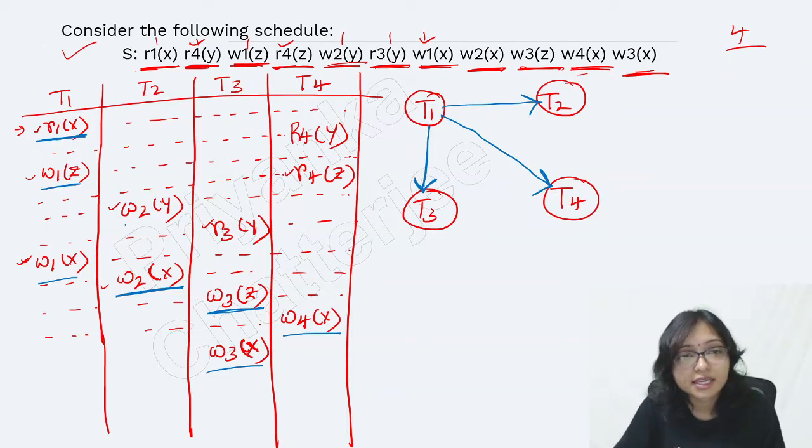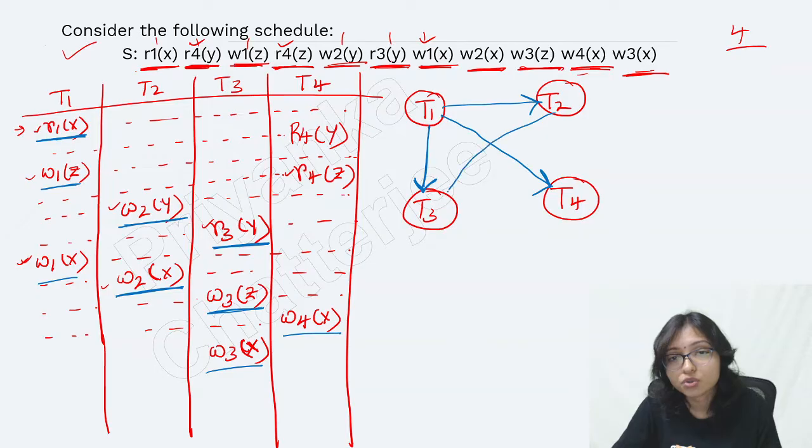Now you can see here is Y. With Y you can try T2. Here is the read operation of Y, which means from T2 to T3 there is an arrow, because write and then read. Is there any other Y? You can see here Y is T4. T4 to T2.